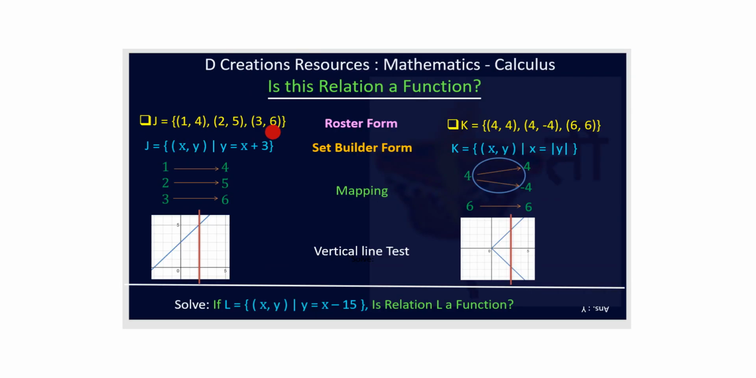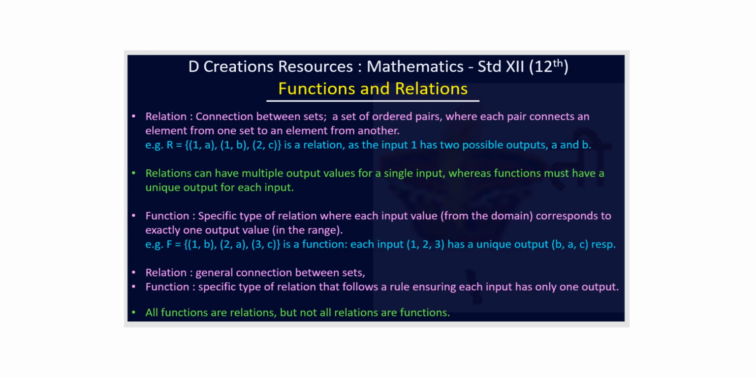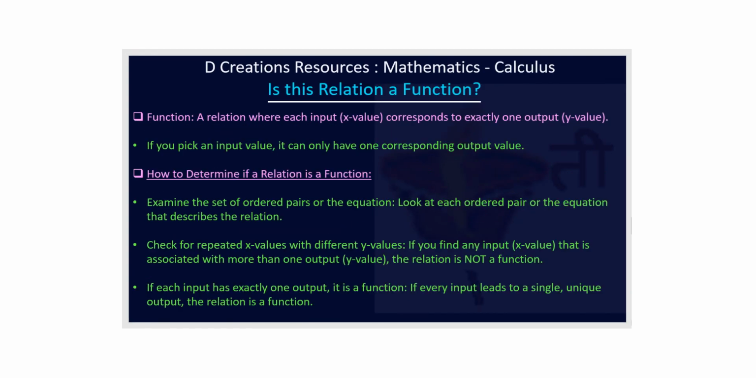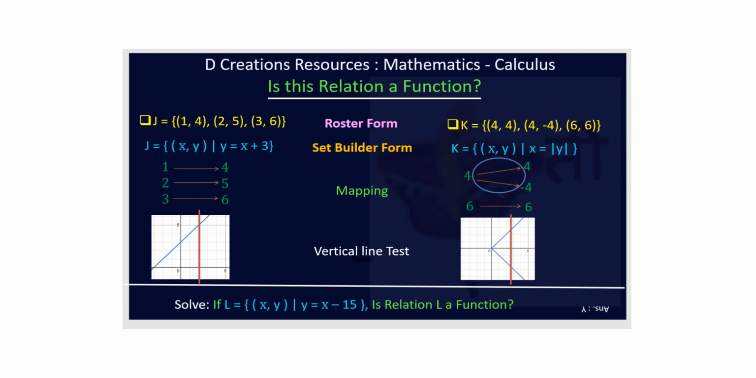This is the roster form, and now if you want to express it in set builder form, you will write it as {(x, y) such that y = x + 3}. Very clear, because when x is 1, y is 4, when x is 2, y is 5, and when x is 3, y is 6. Now if you consider this particular set, the next step you do is mapping. So recall the steps that we had spoken about here. We are checking for repeated x values with different y values. So basically we are mapping the elements. When you map the elements, you see that for each value of x, you have a unique y value.